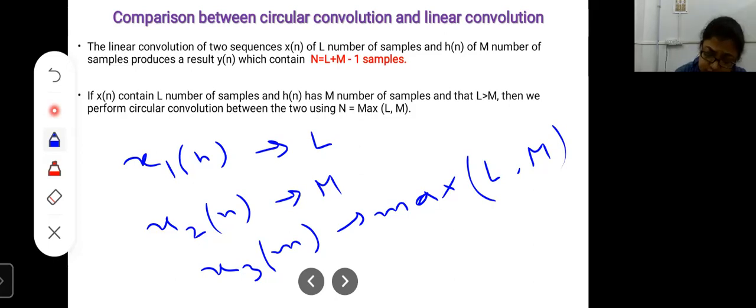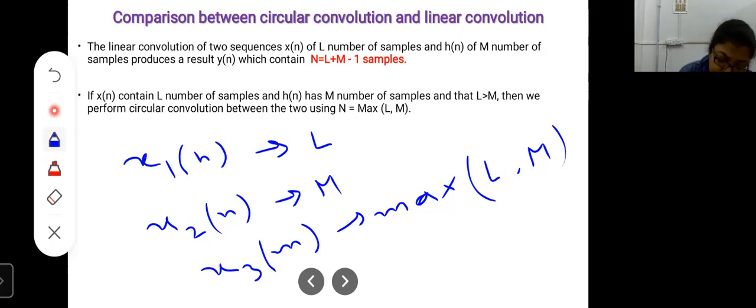This is the main difference. And for circular convolution, we know we are going to use again all 4 steps, but that extra step is in linear convolution. Instead of linear shift, here we have to apply circular shift. Now say there are two sequences.